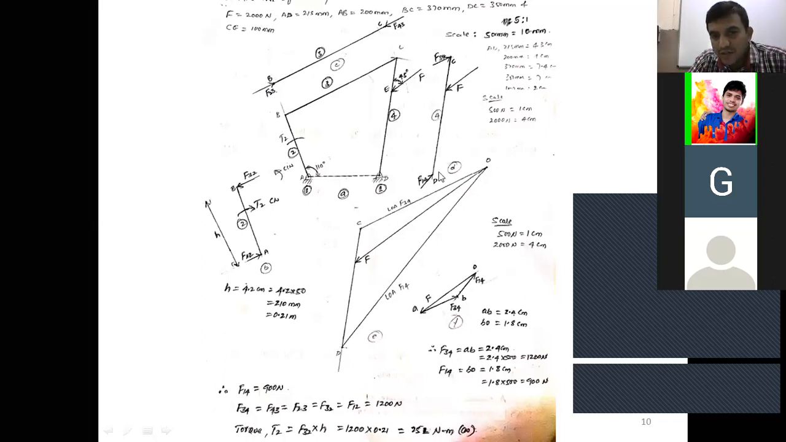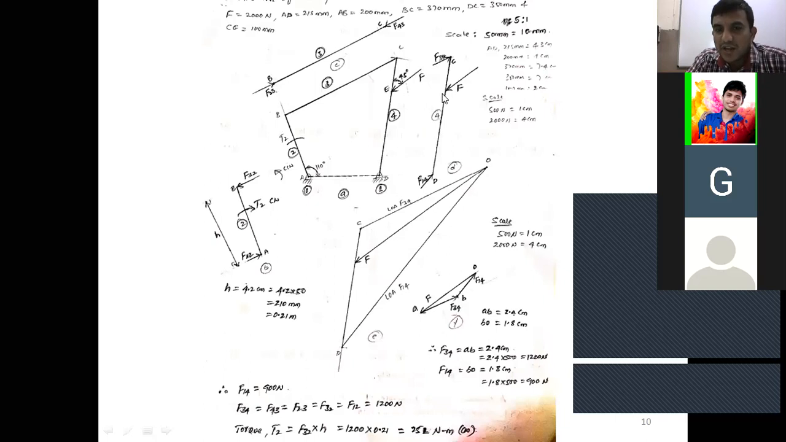Next, we'll draw the free body diagram for link 4. How many forces is link 4 subject to? Three forces. From the fixed hinge, it is F14. From the coupler link, that is F34, and the external force F. But we don't know the magnitude and direction of F14 and F34.